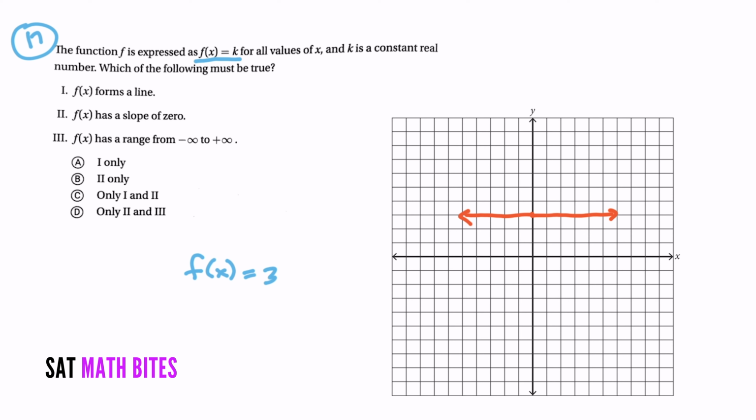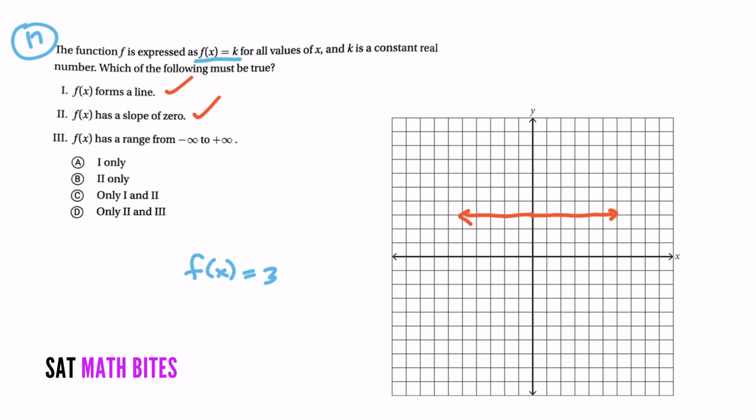So if we think about the conditions here, does it form a line? Yeah, it forms a line. It's always going to form a line. It's going to be a horizontal line. Even if we changed it to another number, it would still be a horizontal line. The slope is 0. That's correct because we can see it's horizontal. It's not going up or down. So the slope will always be 0.